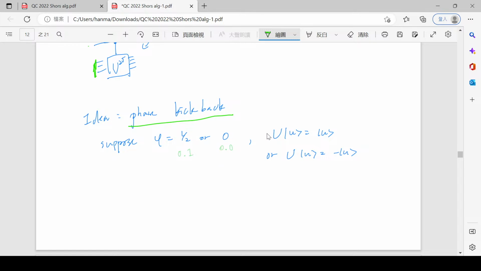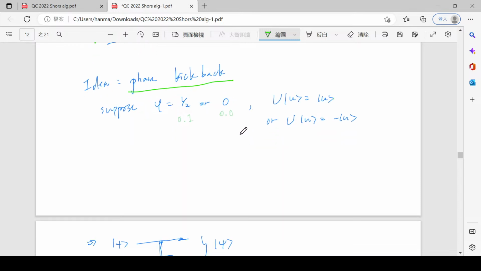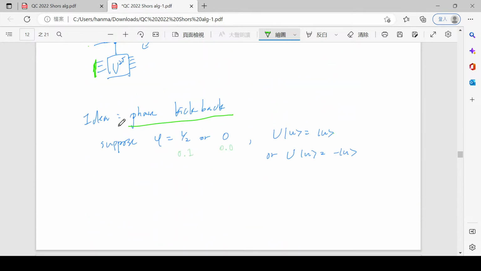And then you apply U on small u, and it either gives you small u back, or gives you a minus small u. Right? And okay, so you can do phase kickback.